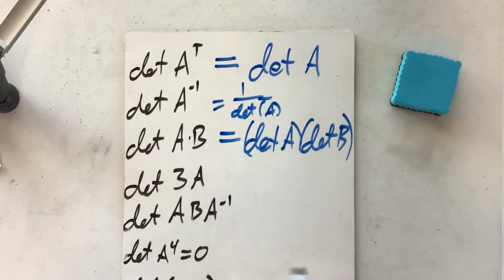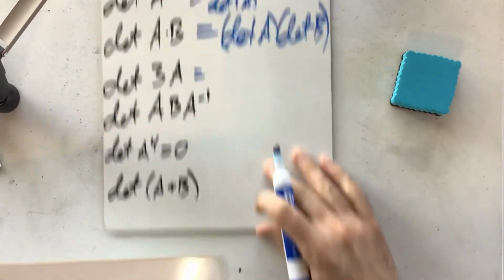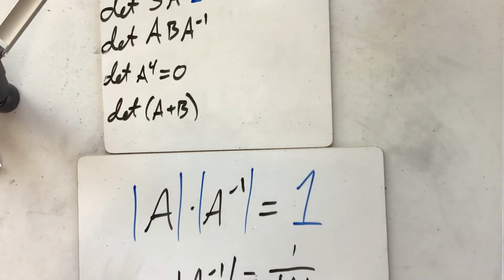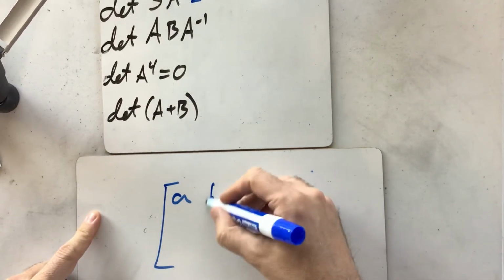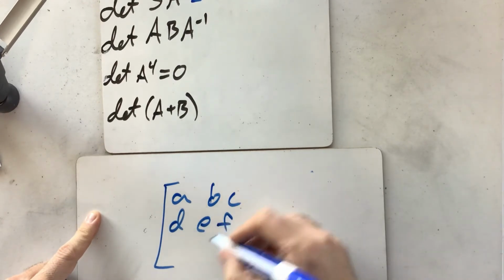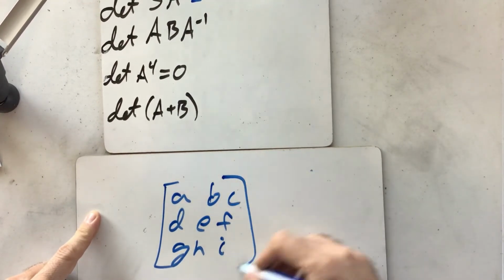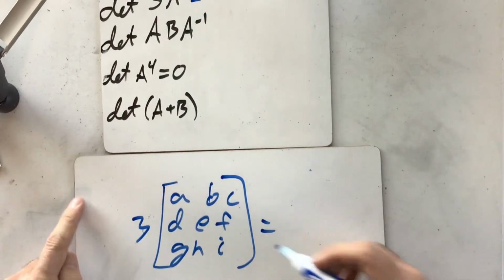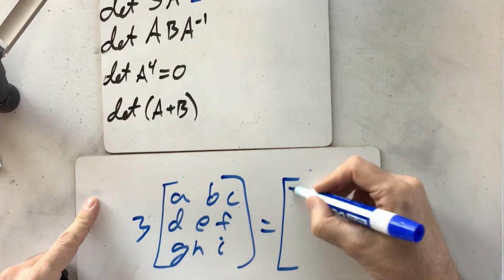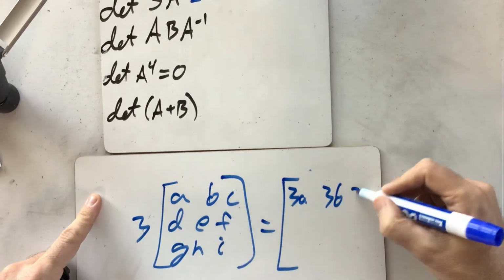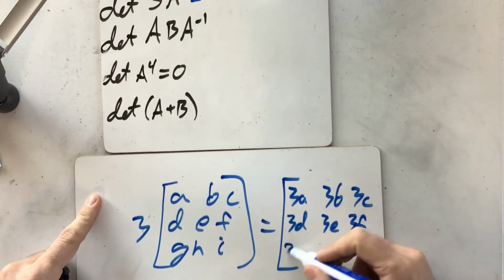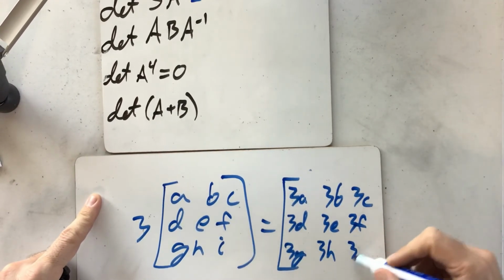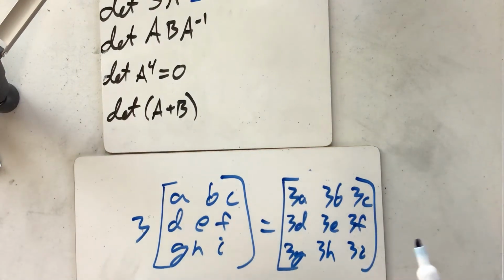Okay. What about the determinant of 3A? Well, that's interesting. We're assuming this is a 3 by 3. Oh, this is an n by n matrix. Let's think of it as a 3 by 3 matrix first. So if we had A, B, C, D, E, F, G, H, I, and we multiplied it by 3, what does that do? It actually multiplies everything by 3, doesn't it? 3A, 3B, 3C, 3D, 3E, 3F, 3G, 3H, and 3I. And so how is that going to treat the determinant?